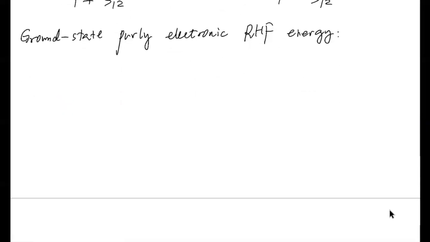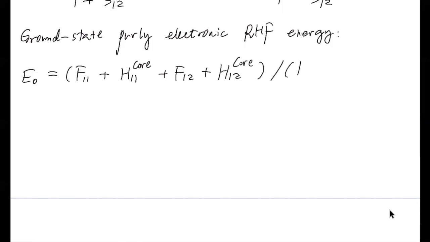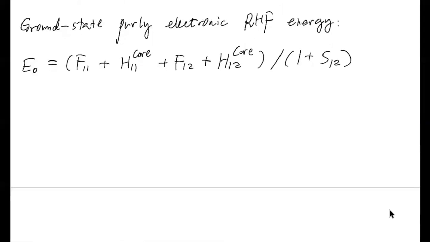So E0, I will just write E0 in terms of the matrix elements. And this is equal to F11 plus H11 core plus F12 plus H12 core over 1 plus S12. Okay, this is also easily derivable from the epsilon 1 and epsilon 2. So I will leave this part to your homework.